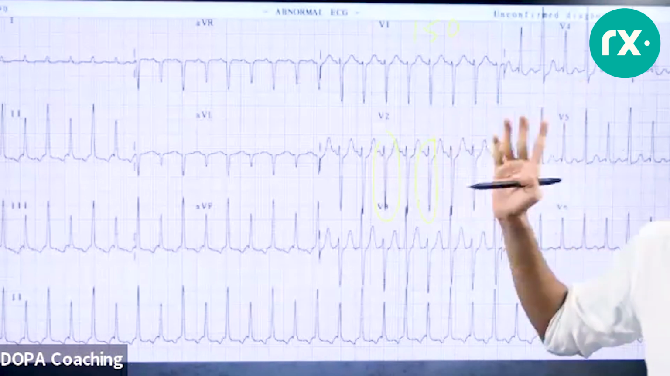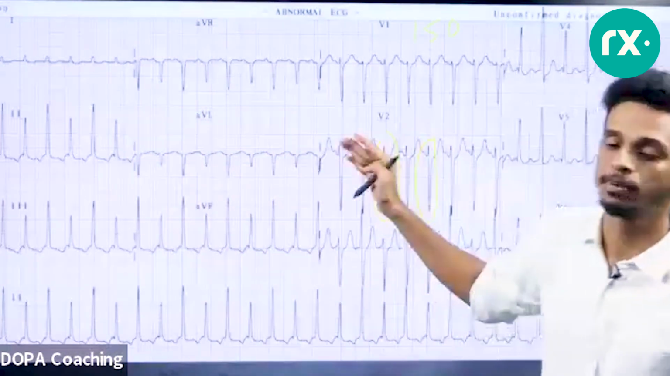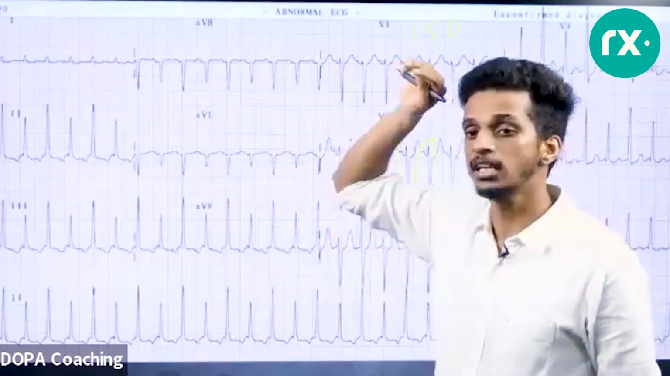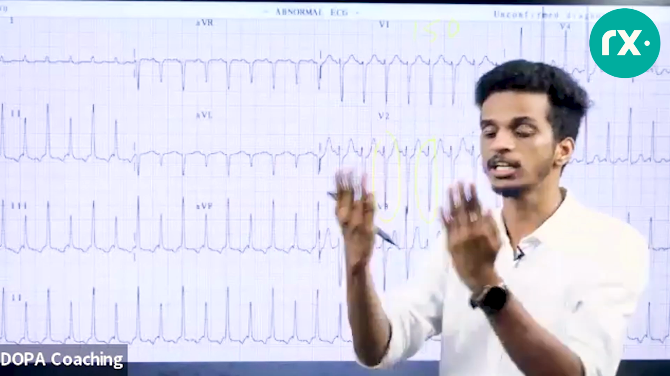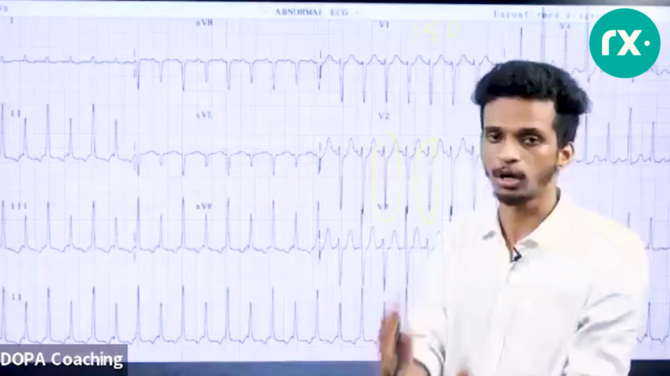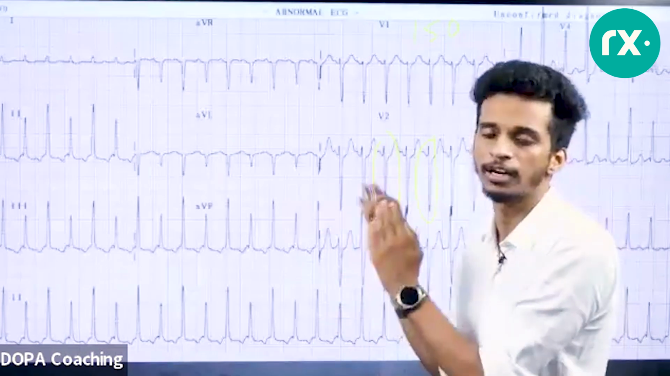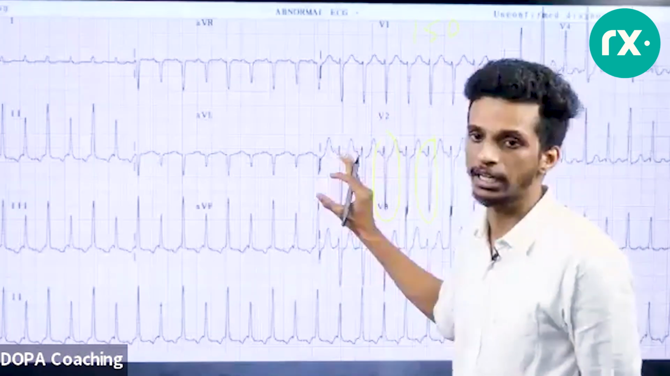Why is the QRS complex narrow here? It's just because the impulse is arising above the ventricle. Impulses arising from the ventricle will be wide, and impulses arising above the ventricles will be narrow. That's the concept I need to convey. Just note this point, because this is important while reading every ECG. So this is called a supraventricular tachycardia.